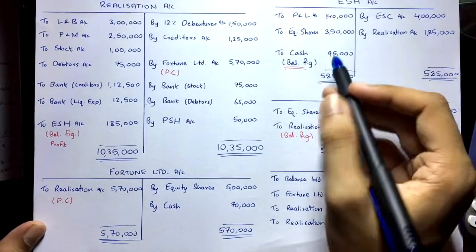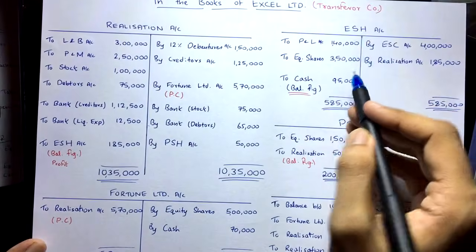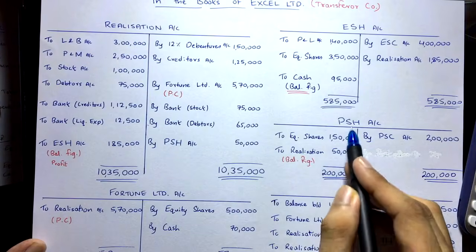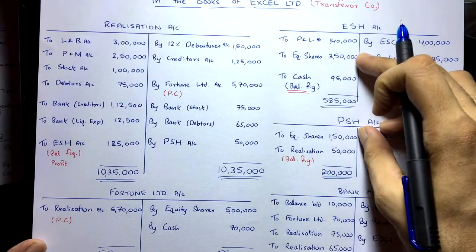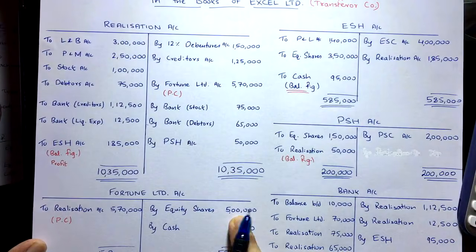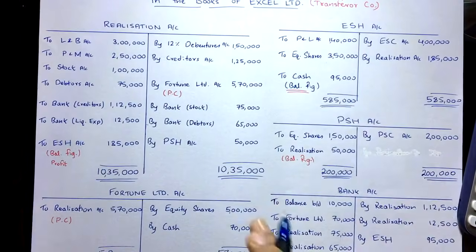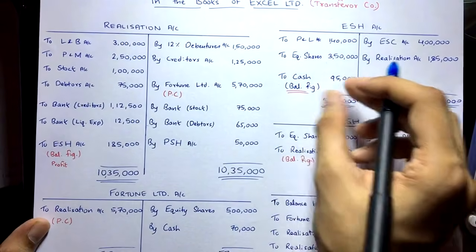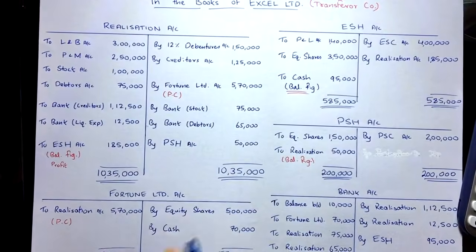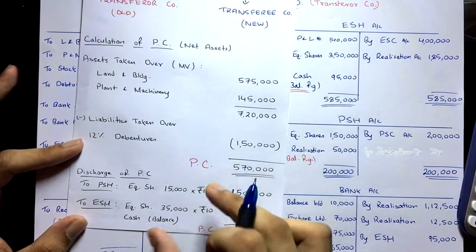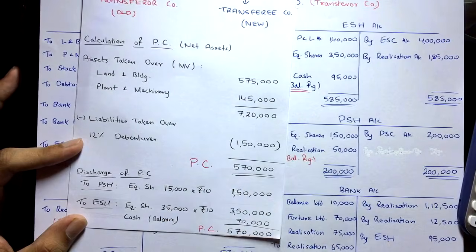See here, 352 equity shareholders and 152 preference shareholders. So if you add those two up, it comes to 5 lakh equity shares and balance in cash 70,000 which was paid to इक्विटी शेयरहोल्डर्स. या ये 70,000 इसके अंदर भी है, लेकिन while doing Fortune Limited, always see this discharge of PC, purchase consideration calculation, so that you don't mess up.